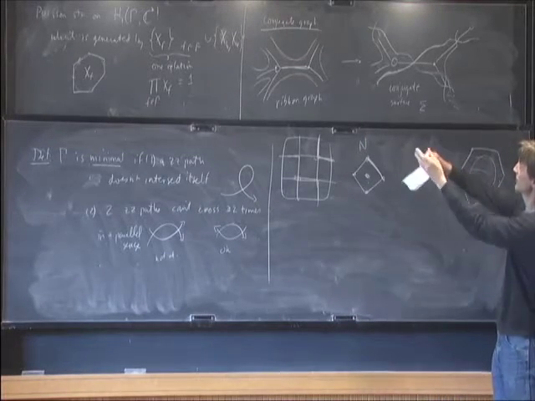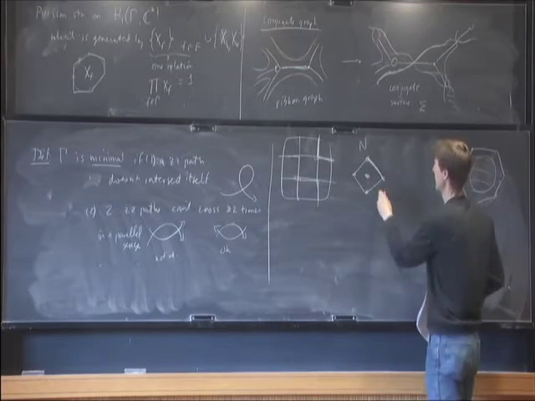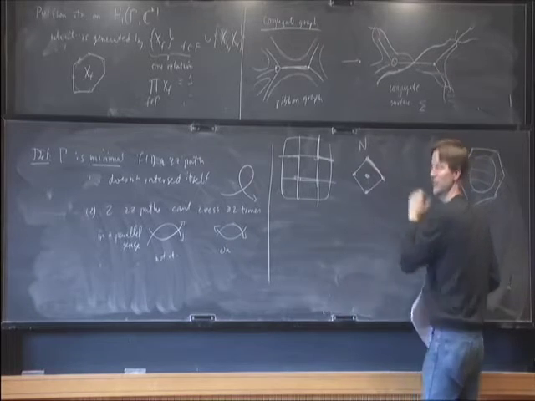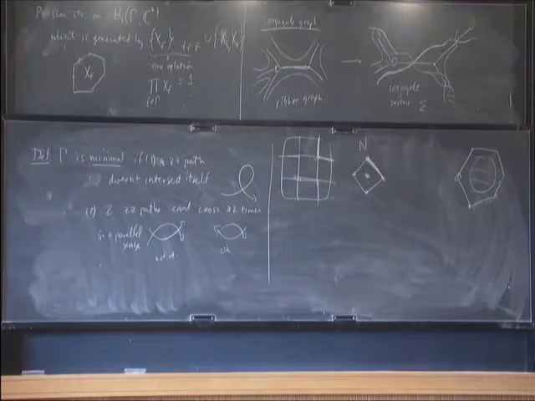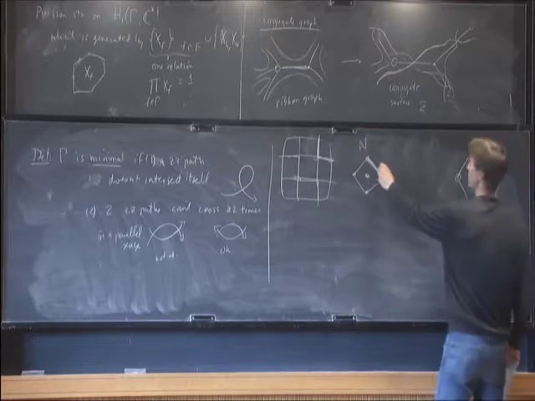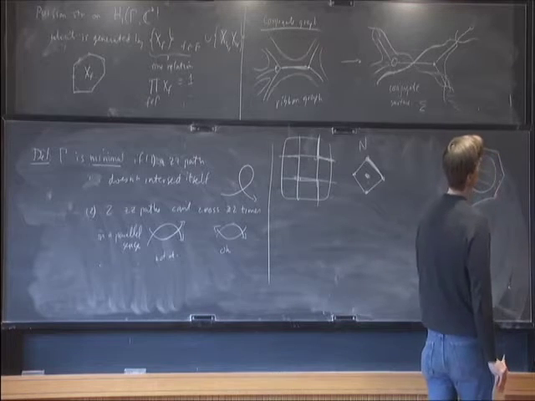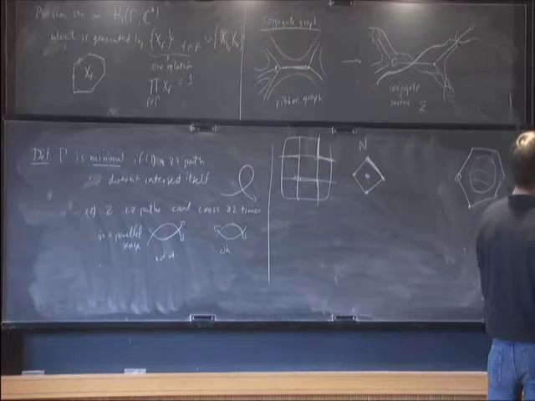The direction of the zigzag path, the homology class of the zigzag path, is the homology class of the difference of these two guys. So in this case, there are four zigzag paths, one for each edge of N. That's the first statement. They generate the kernel of the Poisson structure.